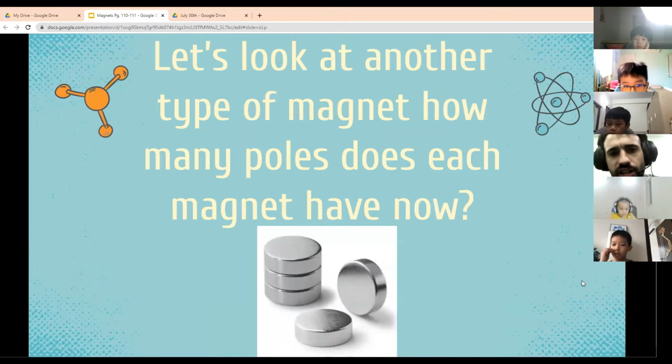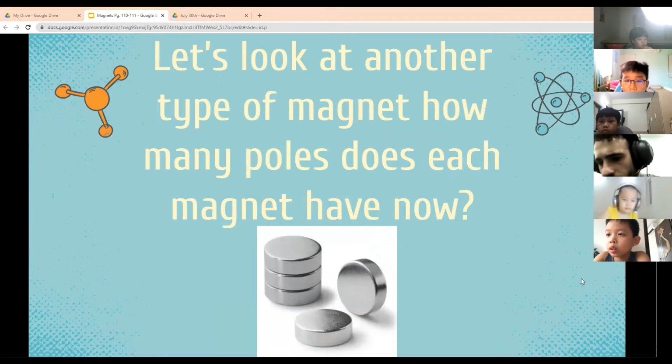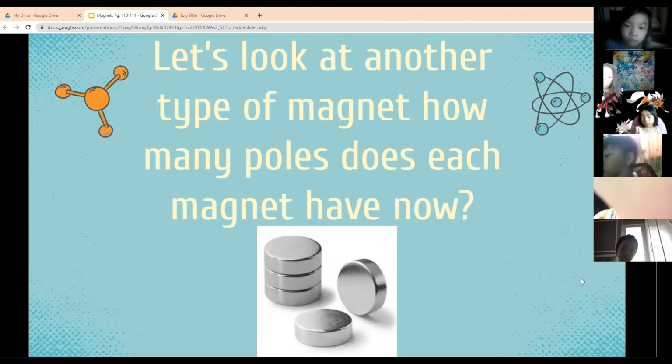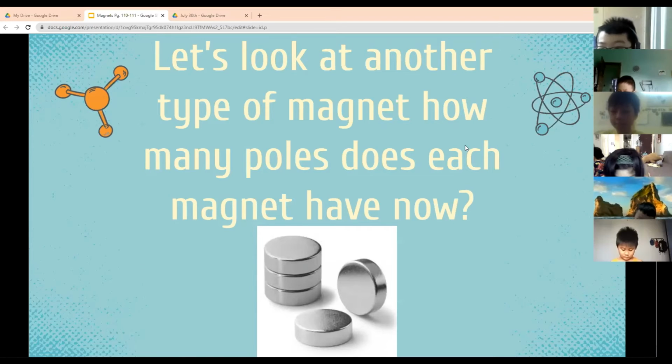Okay, let's look at another type of magnet. How many poles do you think each magnet has now? You guys can type in the chat. How many poles do these magnets have? I'm seeing 5, 1, still 2. Sino says 0. Okay, Pasta got it correct. Pasta, good job. You're the only one that got it correct. How many poles are there, Pasta? 2. There are still 2 poles.